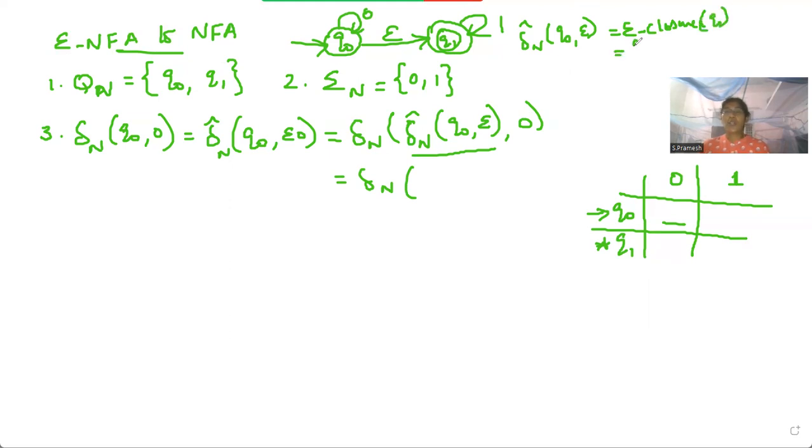So the e-closure of Q0 first includes Q0. From Q0, what is the empty move we are having? Q1. So Q0, Q1. Like that, you can do for one more state, Q1 also. So Q1, empty string is equal to the e-closure of Q1. The e-closure of Q1 is only Q1. At the beginning itself, we can complete these two values.